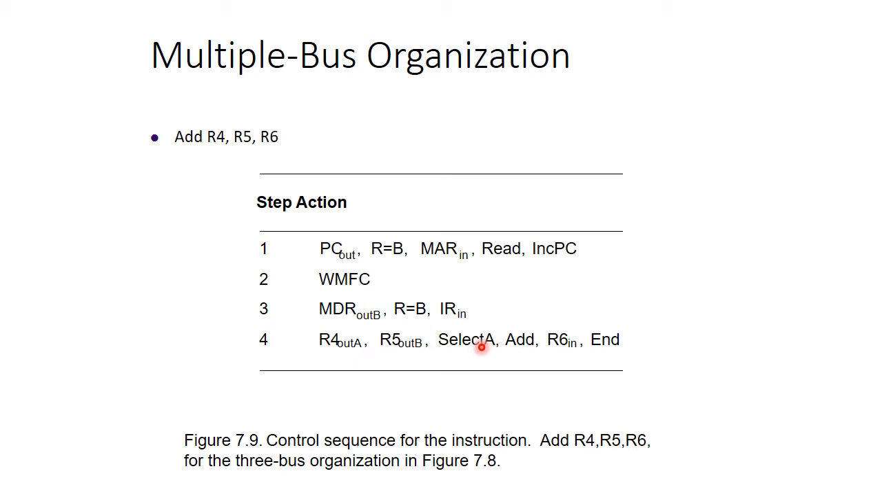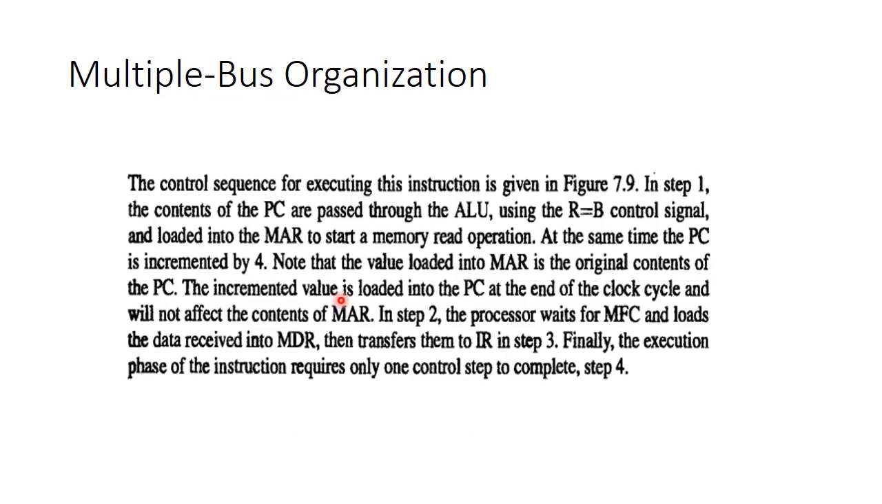Then select A to determine what should be taken as A. Then perform the addition operation. After performing the addition operation, the resultant data is available. Then that should be stored in R6 according to the instruction. For storing the information, R6 in signal becomes 1. Then it is the end of the instruction execution. Now by using these steps, we can complete the execution of this particular instruction. But by using single bus organization, more time cycles are required for completion.